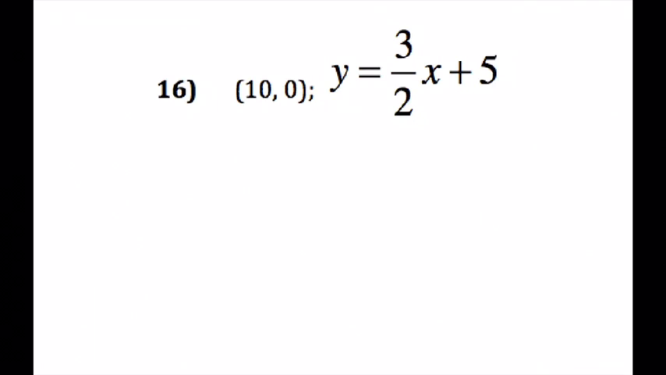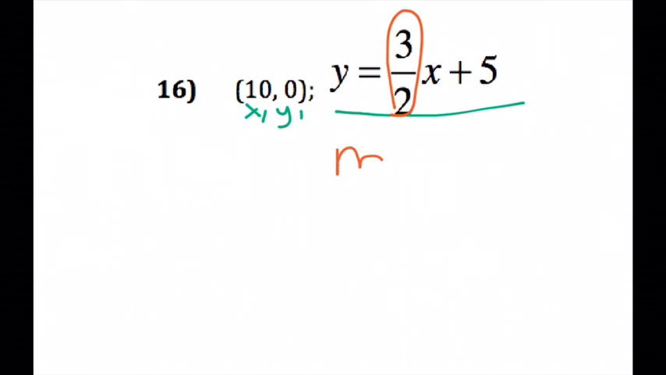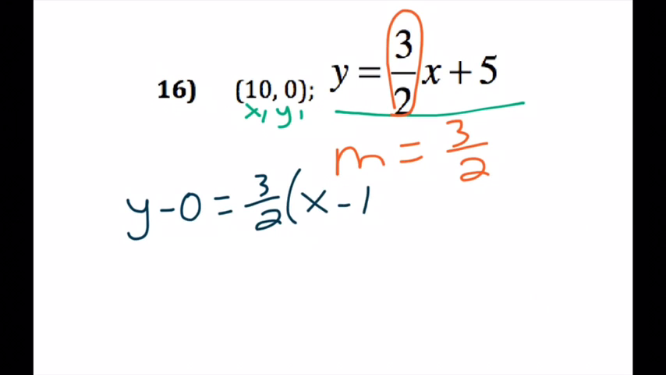Okay, number 16. So this is my x1 and my y1. I want my line to be parallel to this line. So I need to use the same slope that this one has. The slope is 3/2, so I'm also going to use 3/2 for my slope to write my new equation. So I'm going to plug it in. I have y subtract 0 equals 3/2 parentheses x subtract 10.